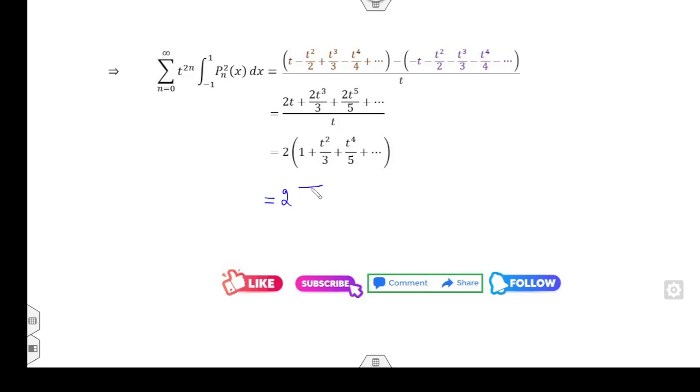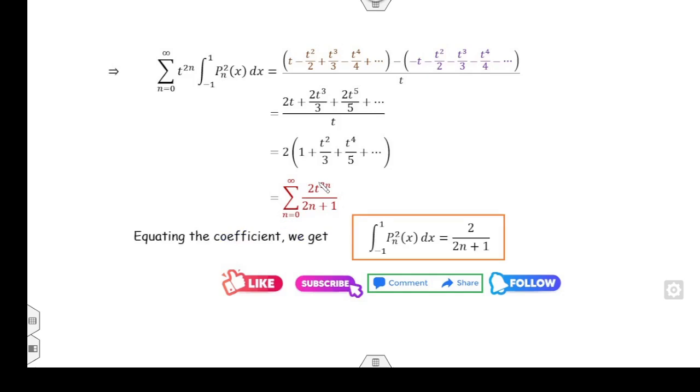I can write in terms of the series, n varies from 0 to infinity. Power 2, see, even powers are running, so that will be 2 to the power n. What is running here? 3, 5, that's the odd term, 2n plus 1. Fine, and this is the expression. Now you can equate the coefficient of t to the power 2n on both sides. Equate the coefficient of t to the power 2n on both sides, you will get the expression of the required proof. Fine. So this is a simple way you can prove the orthogonal property of the Legendre polynomials.